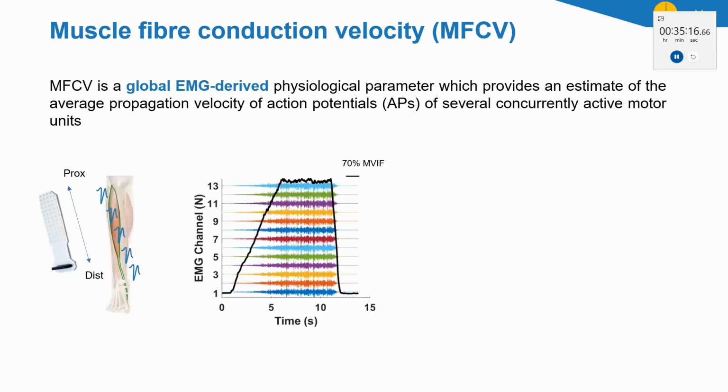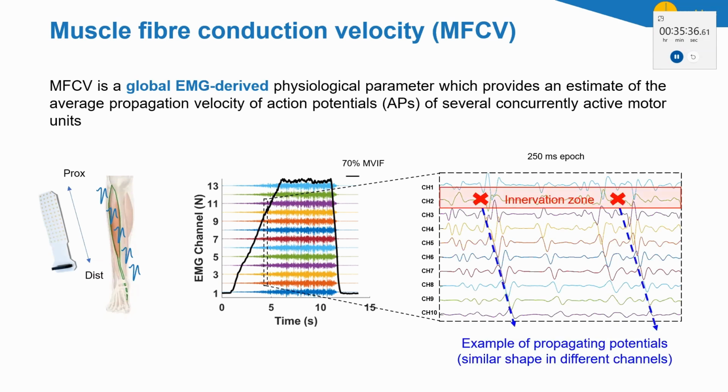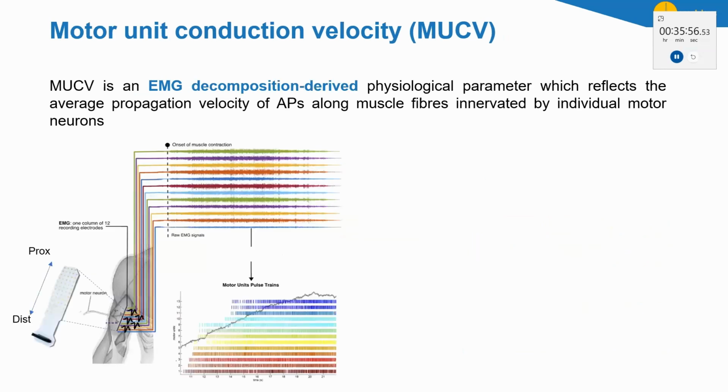And it can be measured in a relatively simple manner during voluntary contractions, as you can see here for a ramp, by placing a grid of electrodes oriented with the anatomical direction of muscle fascicles, and by observing the propagation of action potentials from an innervation zone along the electrode columns. And it can be estimated by dividing the distance between recording electrodes by the time of propagation of action potentials on that distance, which is known.